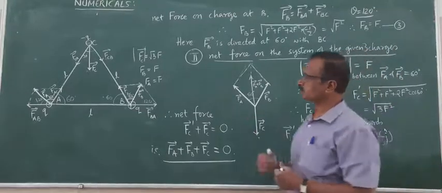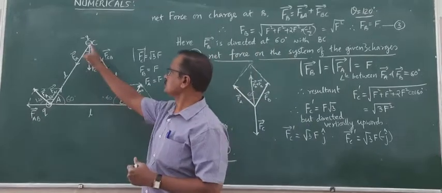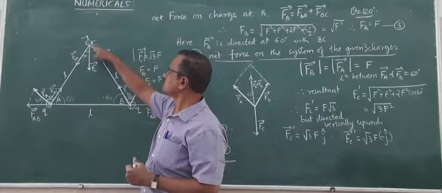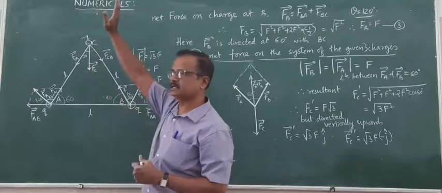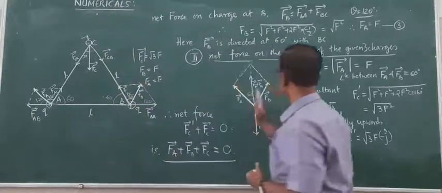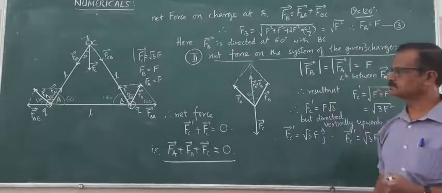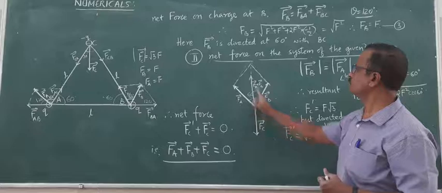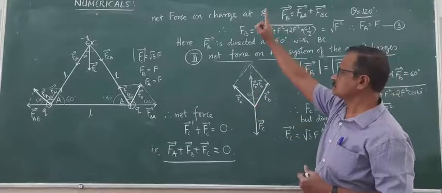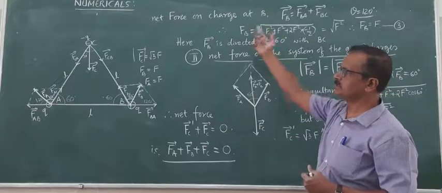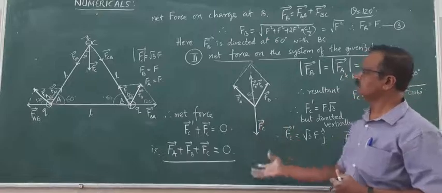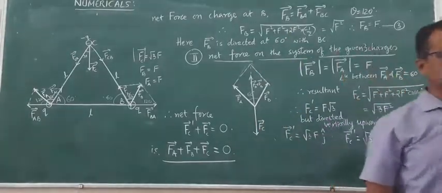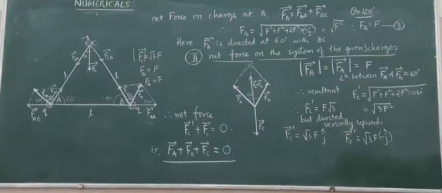If it would be positive, what would be the situation? If it would be positive, then here also it would have resultant force in the exact opposite direction. Resultant force will be in the opposite direction. FB, FA and FC would be in the opposite direction. So the net force will be in the upward direction. Okay, so that's how we need to solve the problems.